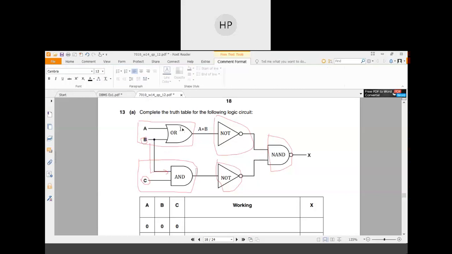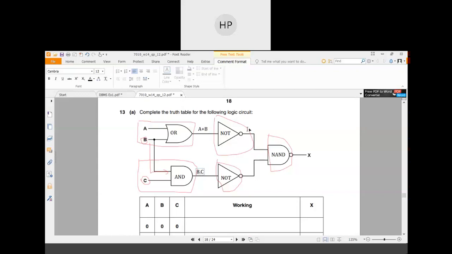B and C go through this AND gate. What is the output from this AND gate? B times C. So how do we write it? B dot C, or BC, right? Done. Then next step, we'll move to the top output, the first output from the OR gate.